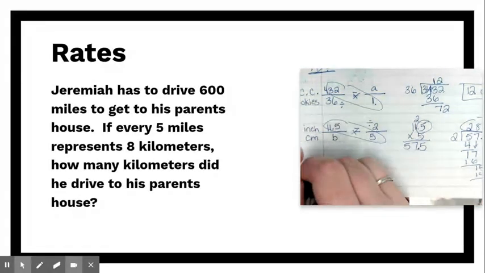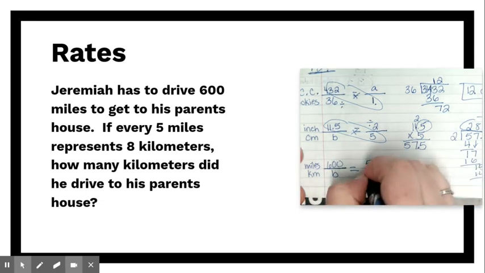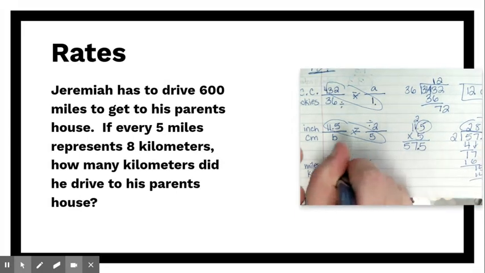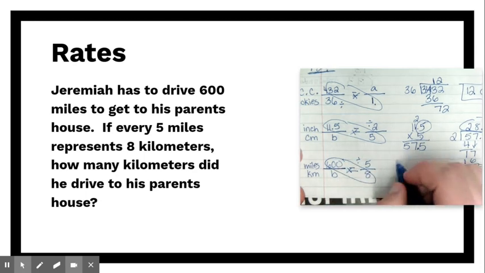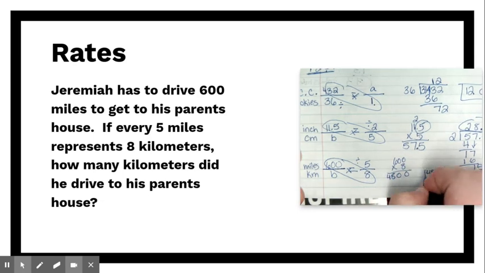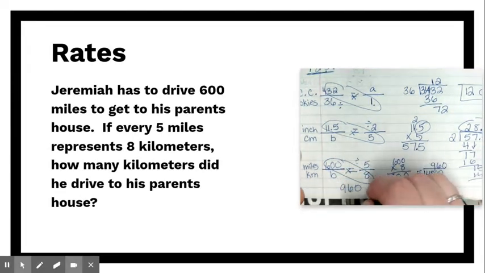So he drove miles to kilometers. So he drove 600 miles, and we want to know how many kilometers that is. Okay, if 5 miles represents 8 kilometers, how many kilometers did he drive? 600 times 8 divided by 5. So 600 times 8. 0, 0, 8 times 6 is 48. And then we're going to divide that by 5. Divided by 5. 5 goes into 48 9 times. That's 45. And it goes into 30 6 times. And that's going to be a 0 at the end. So it was 960 kilometers.